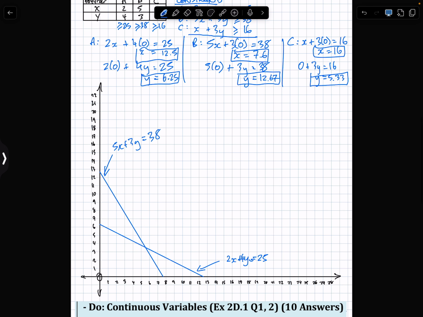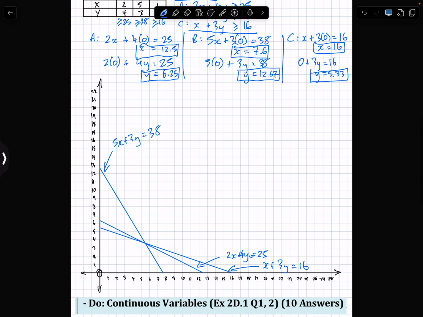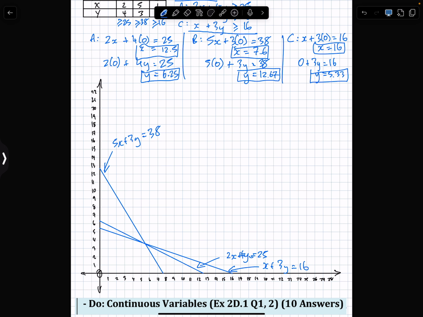Then the last one, x is 16. Y is 5.33. So that line is x plus 3y equals 16. Does it sort of look like the lines are all crossing at the same place? But based on the fact that our x and y intercepts are all kind of sketchy, do we know that for sure? No. We don't know for sure.